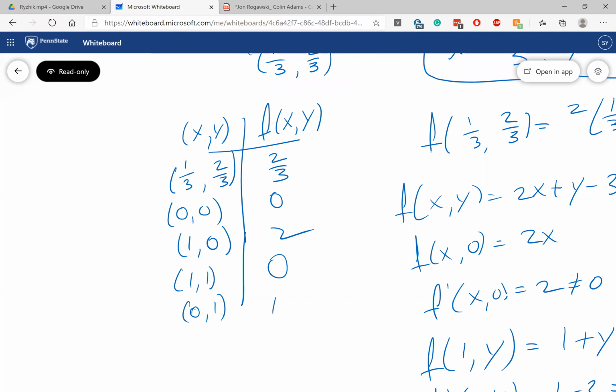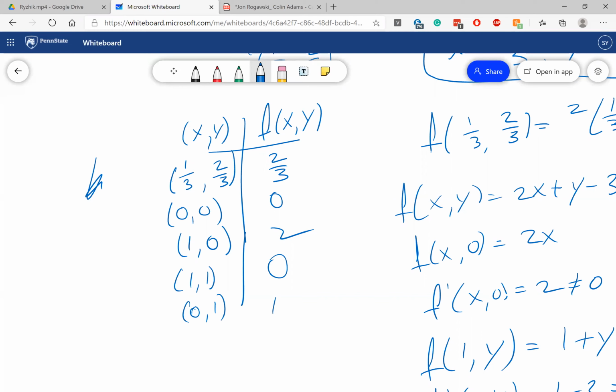So this would mean that the global maximum is this thing, and the global minimum is this.